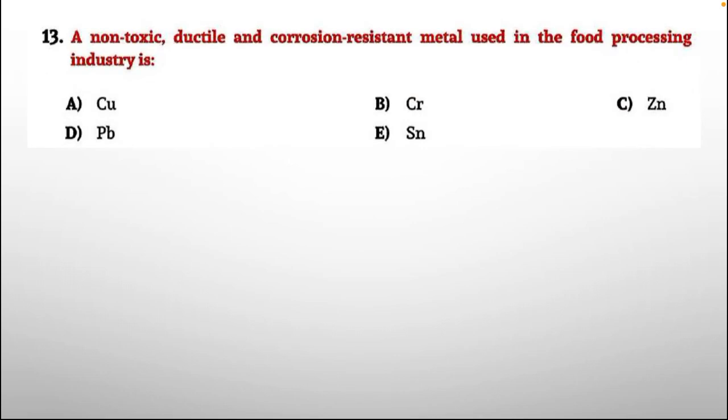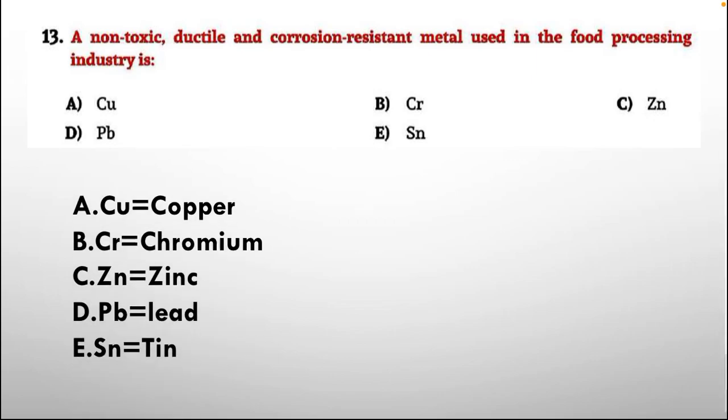Moving on, question number 13: a non-toxic, ductile and corrosion resistant metal used in the food processing industry is A, copper, B, chromium, C, zinc, D, lead, E, Sn. So copper, chromium, zinc, lead, and tin. The correct option is option E, tin.